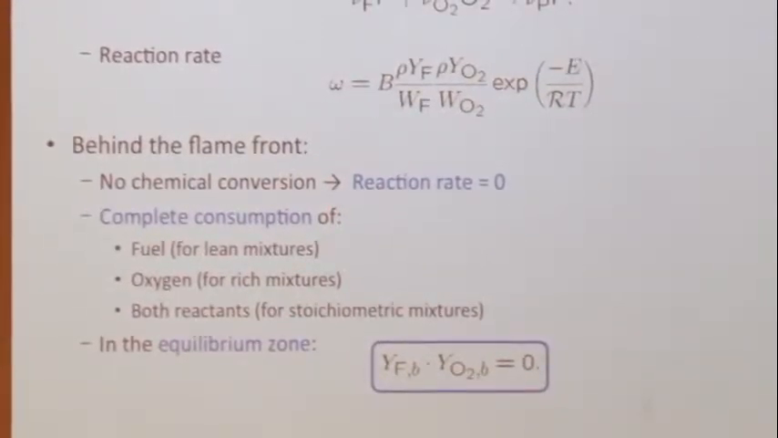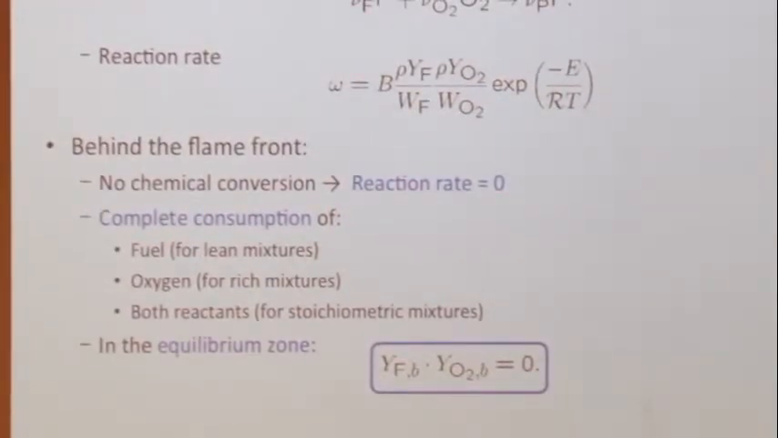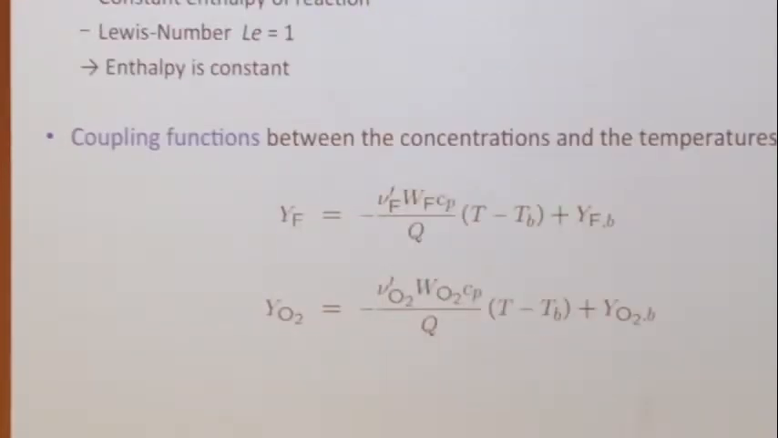So the assumptions here: ahead of the flame or behind the flame front, the reaction rate is 0. Fuel or oxygen or both reactants are completely consumed, like you would expect. And in the equilibrium zone, either fuel is 0 or oxygen is 0, so the product of these two is equal to 0. Then a few more assumptions here, but they're not so important.